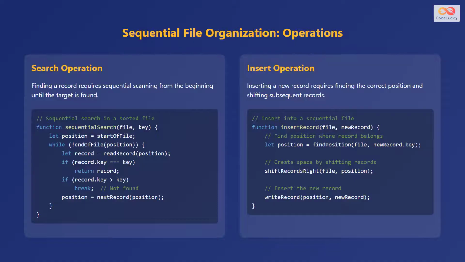Next, consider the insert operation. Inserting a new record into a sequential file requires finding the correct position to maintain the sorted order and shifting subsequent records to make space for the new entry. This is demonstrated in the insert record function. It locates the position where the new record belongs, shifts the existing records to create space, and then writes the new record into the file.